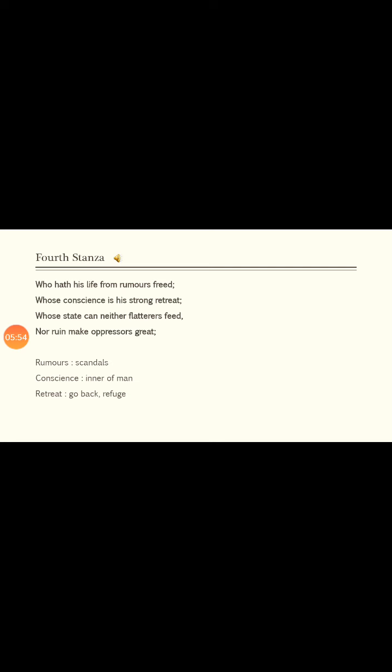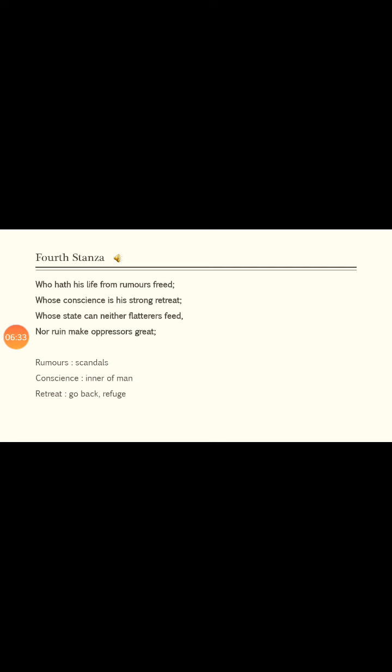Fourth stanza. Who hath his life from rumours freed, whose conscience is his strong retreat, whose state can neither flatterers feed, nor ruin make oppressors great. In this stanza, Sir Henry Wotton declares that there is no scandal in the life of a noble man. He acts upon the instructions of his own conscience. And what is conscience? Inner self of a man. And that is the best guide of a man. He takes refuge in the fort of his conscience.